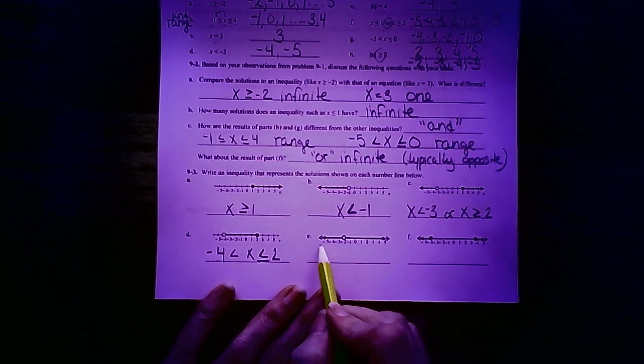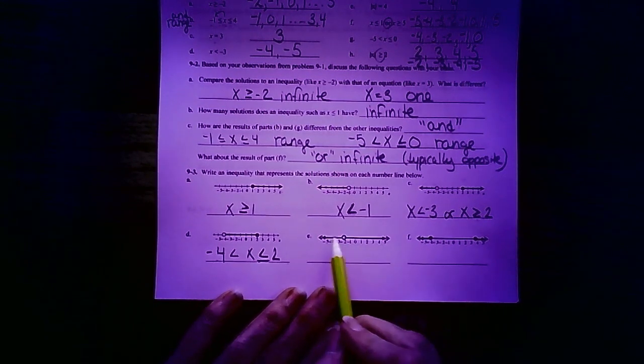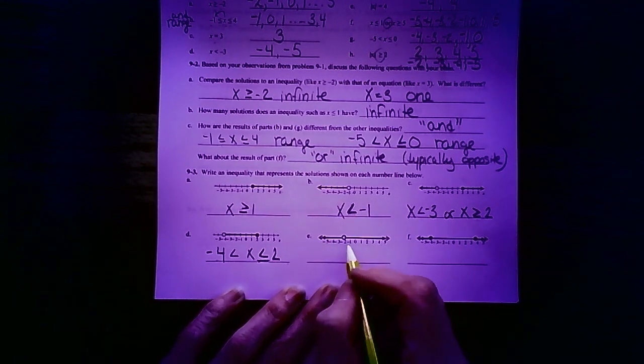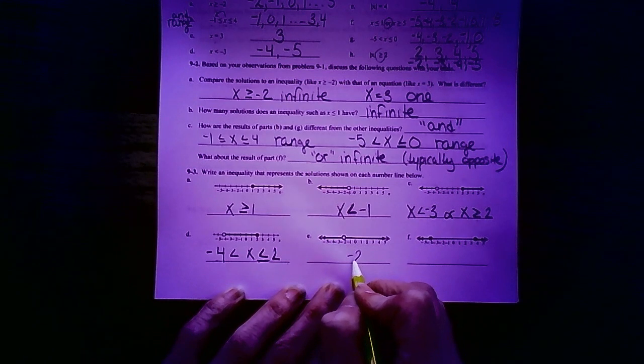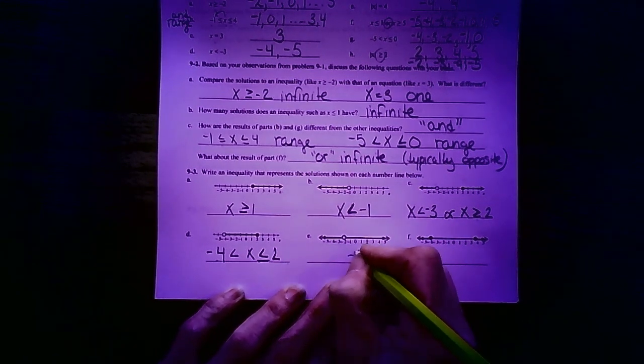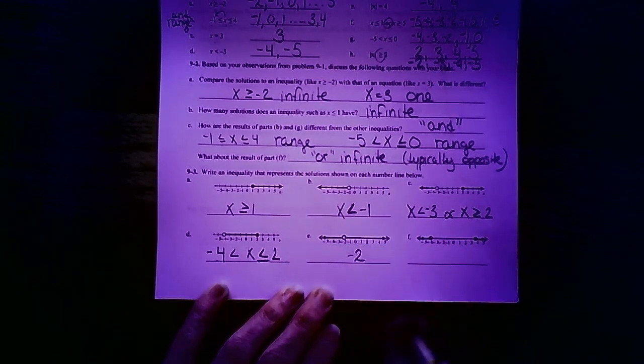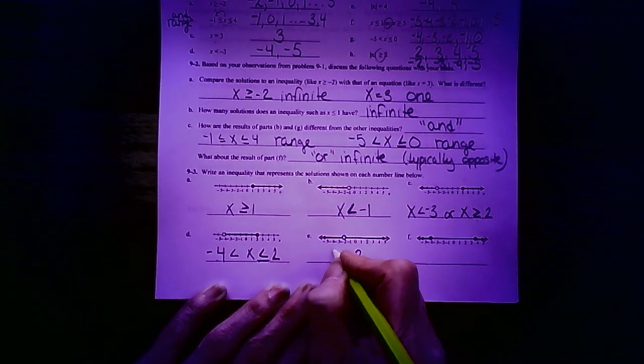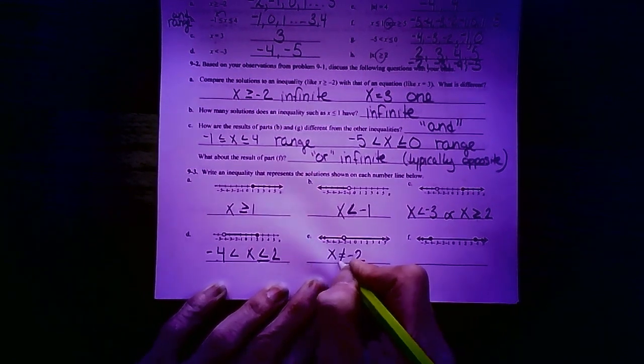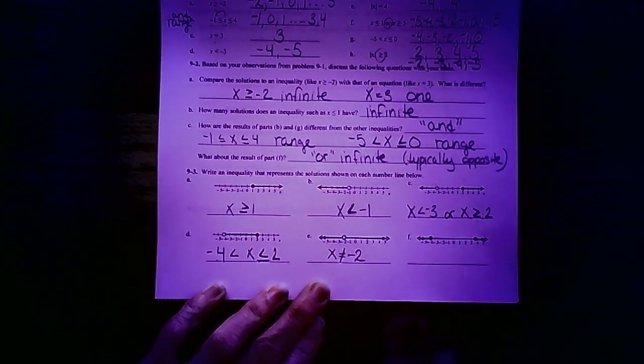Now, this one is the one to get you thinking. It's got everything except it's got an open dot on -2. So -2 is the only thing that is not a solution. So I'm just going to write this as x is not equal to -2. It can equal anything else. It's up to you, just not -2.